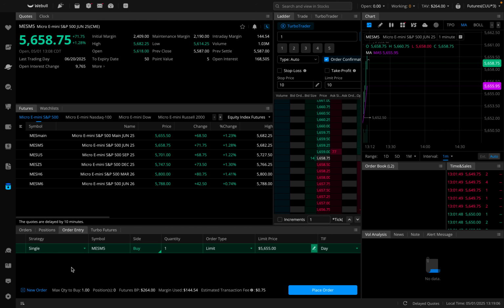So if I entered this, I bought it, now I want to get out of it tomorrow, I would come in here and just make sure we're still on the same symbol. So this one again would be MESM5. Instead of buying, we would sell instead. Make sure quantity is the same. And then we would just place the order. That's how we get out of our trade. So that's how we trade futures here on Webull.